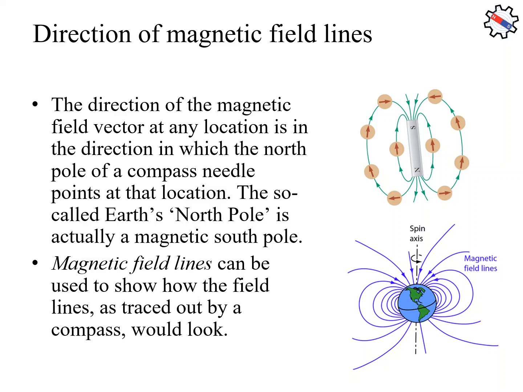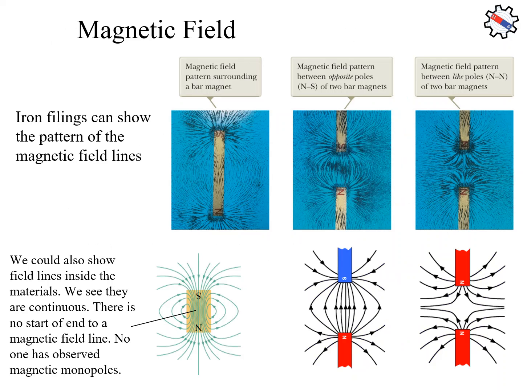Iron filings can show the pattern of magnetic field lines. Here we have a Perspex sheet and we have a magnet below it. And we've put iron filings on top and shaken things around a little bit. The iron filings naturally arrange themselves like this. So that's the North Pole, South Pole of the magnet. See the field lines follow these patterns around. And you can also see some field lines are present inside the material as well.